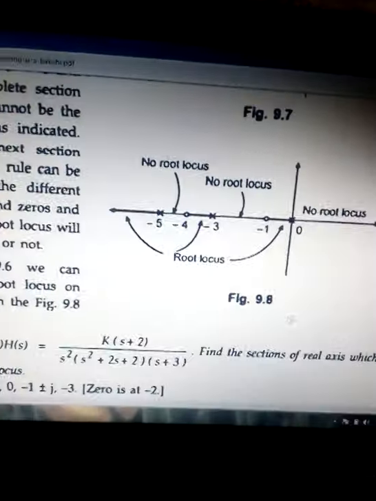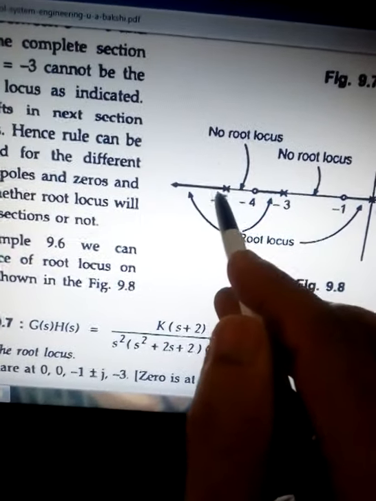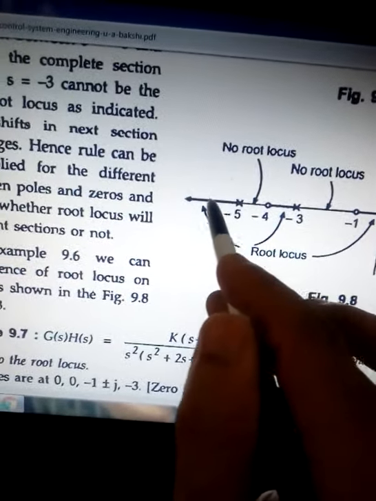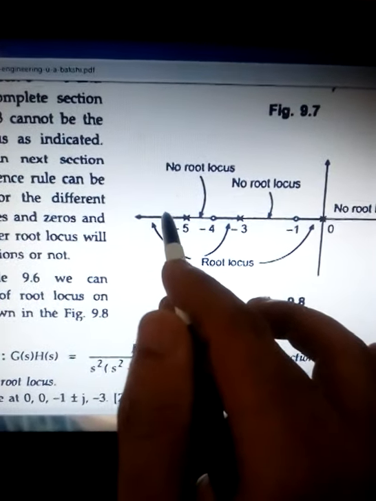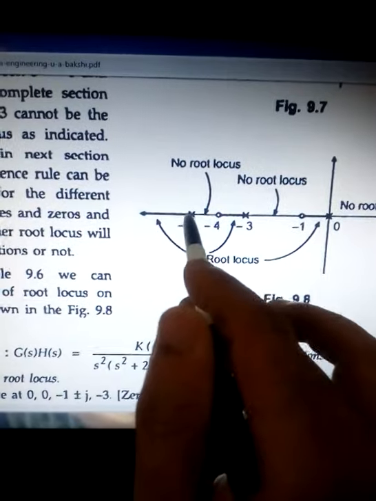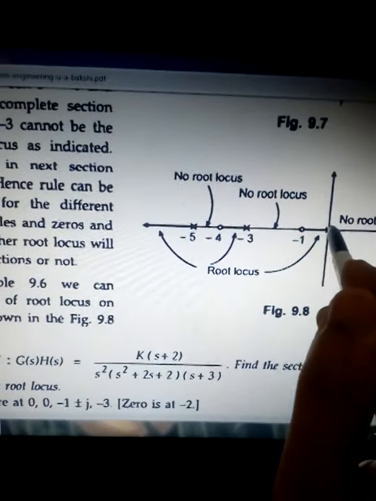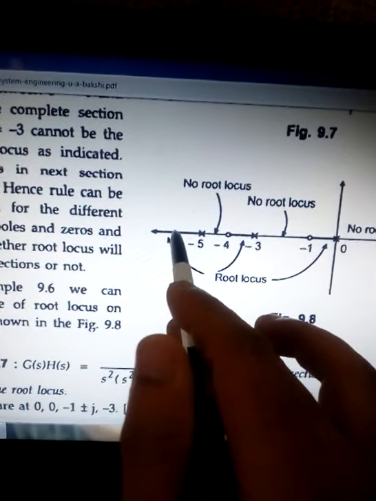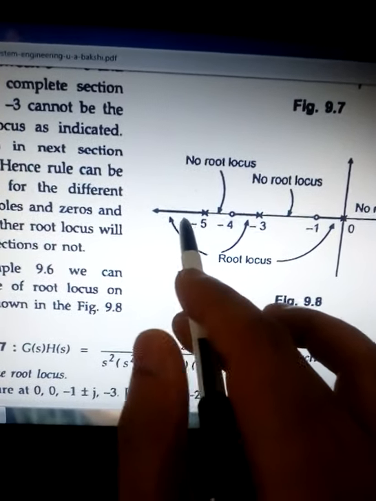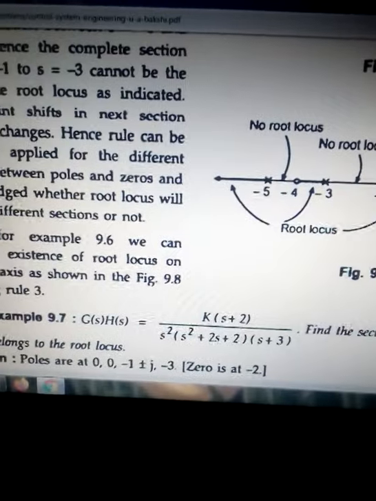Now I need to check the root locus beyond -5. If I stand at this point, I need to again check the poles and zeros count: 1, 2, 3, 4, 5. Five means I can say root locus exists at this point. Okay, so this is about rule number 3.